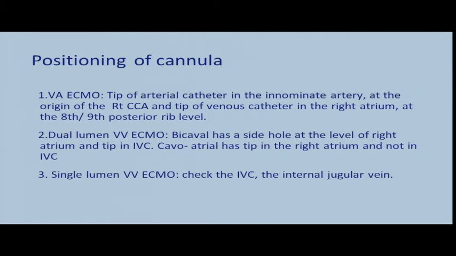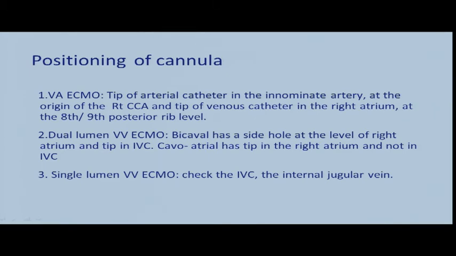So for the positioning for the VA, like I said, we use the common carotid artery. You expect the tip of that catheter to be in the innominate artery at the origin of the right common carotid artery, and the tip of the venous catheter in the right atrium, at the level between the 8th and the 9th posterior rib level.